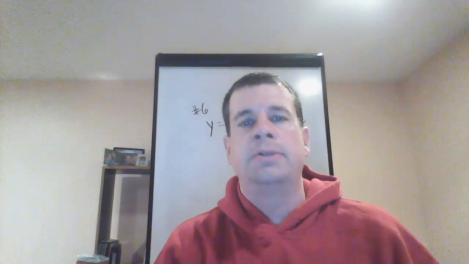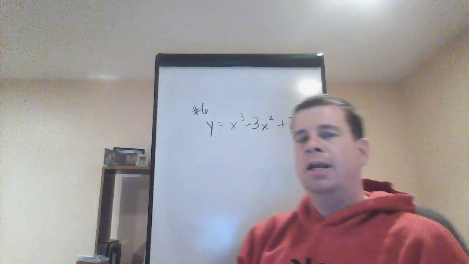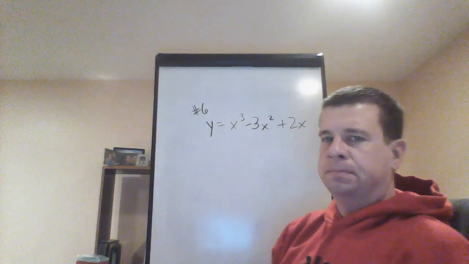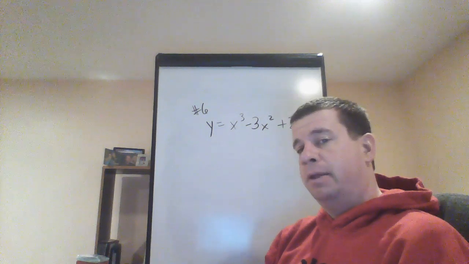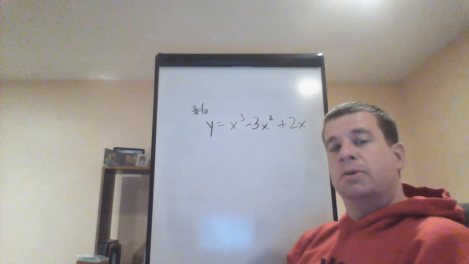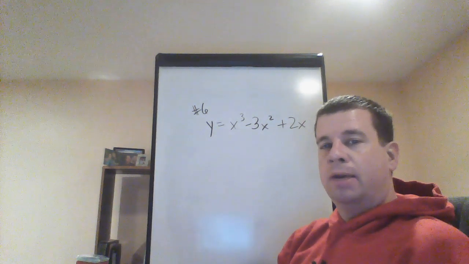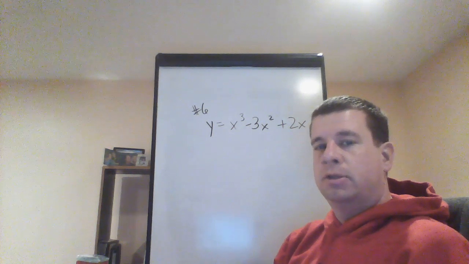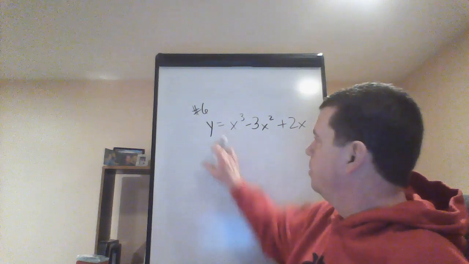Hey guys, continuing to work through some of the problems that were missed on the 5152 quiz. This one, we're looking at number 6. It gave you a polynomial and asked you to find the zeros of that polynomial. All right, so we've got y equals x cubed minus 3x squared plus 2x. So we're trying to find the zeros of that.